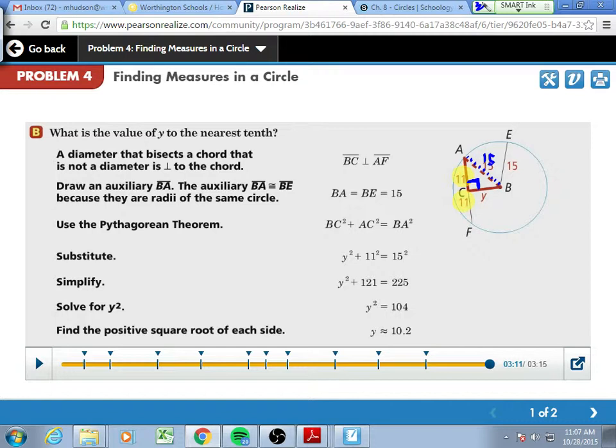I ran out of space on the paper, so I put the picture from this section, but then the Got It asks us a different question.